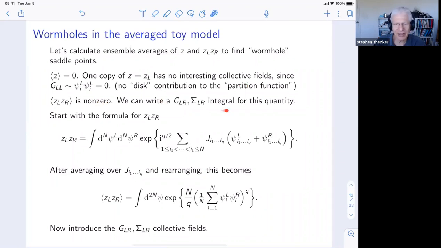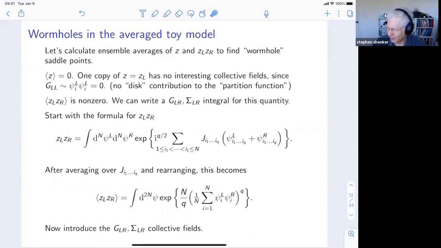We're going to write a collective field integral representation for this, just to illustrate how it's done. This is the defining formula. Let's average over J. It's a Gaussian integral, so you complete the square. You get psi left times psi left, but because Grassmann squared is 0, you don't get that. Psi right times psi right gives 0. So you get psi left times psi right. You rearrange the terms a little bit and you find it's psi left times psi right, summed on indices, raised to the qth power.